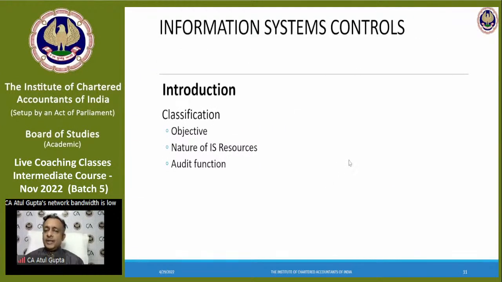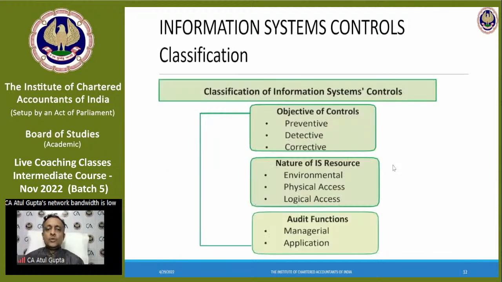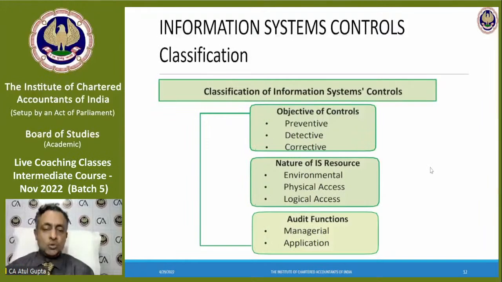Then we were on controls. You classify controls based on the objective, based on nature of information system resource. The controls can also be classified based on audit function. So today we shall be talking more on the nature of IS resource and the audit functions. We have talked about preventive, detective, and corrective. We talked about environmental. Now today we want to start with the physical access control.